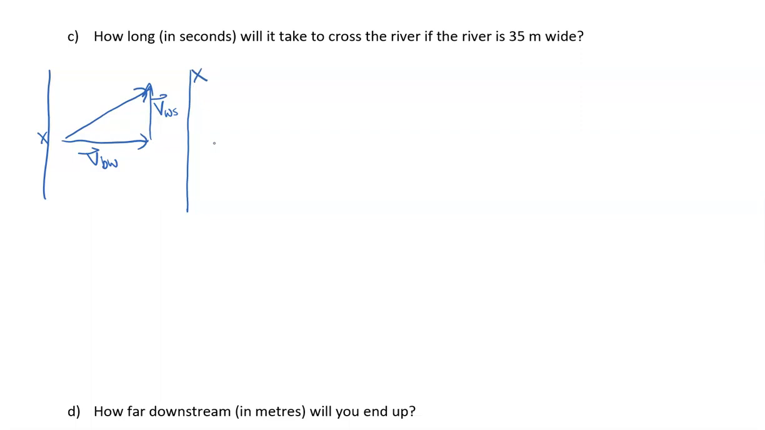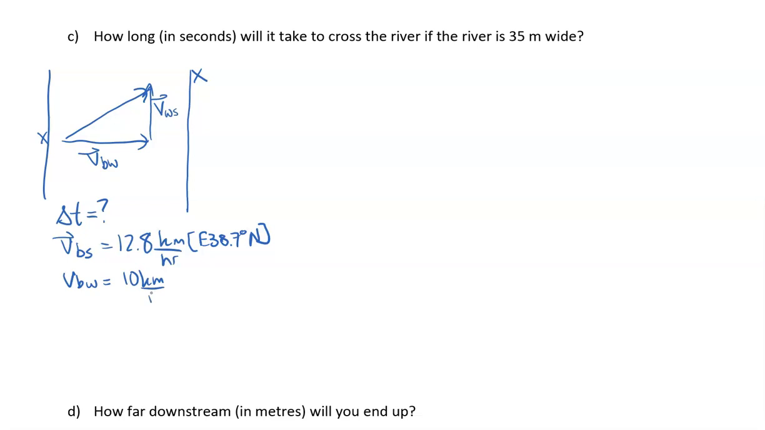We're going to end up downstream from where we started. So what do we know? We know that the time is what we're trying to find. We know each of these values. We know the velocity of the boat relative to the shore is 12.8 kilometers per hour, just taking one more sig dig that I had there. Ideally, I'd take 2, but I just had one more there for this calculation. And the velocity of the boat relative to the water, we know is 10 kilometers per hour east.